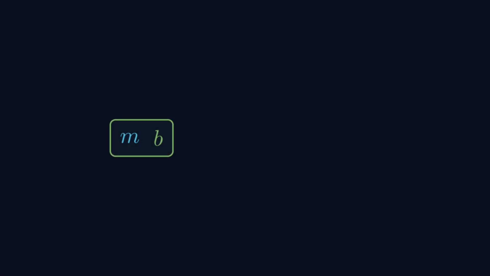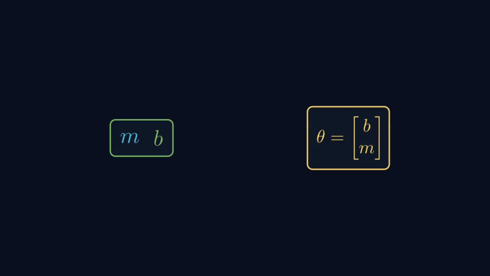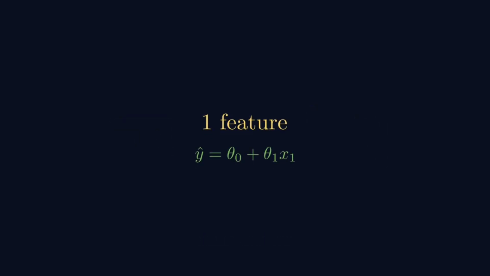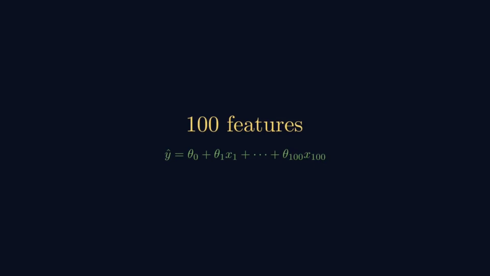So this matrix approach didn't replace the old mathematics. It revealed what the mathematics was secretly doing all along. Same geometry, same least squares idea, same answer, just written in a language powerful enough to scale. One feature, 10 features, 100 features, the framework stays the same. And that is the real magic of linear algebra.